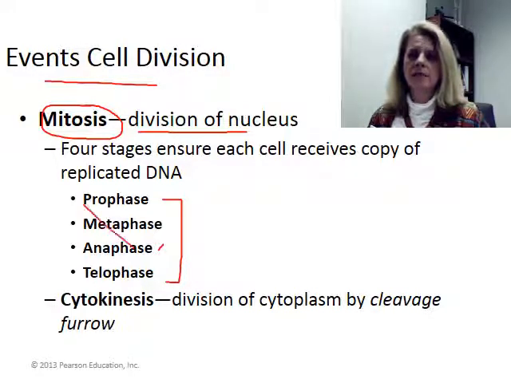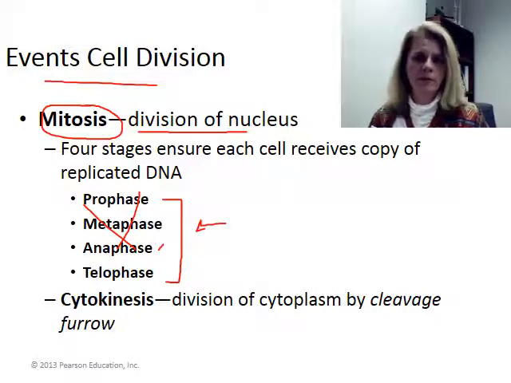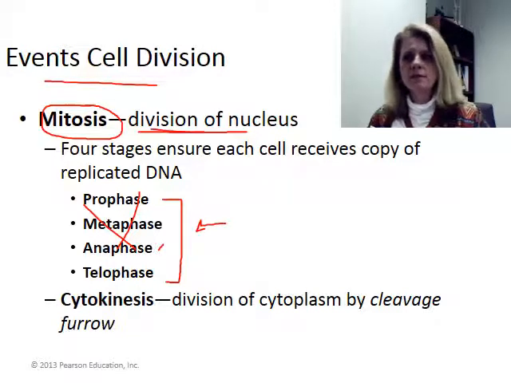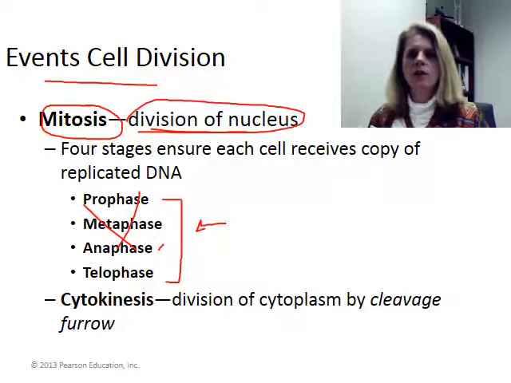Now, you do not have to know what's going on in these different steps, okay? If you're interested, please, by all means, go read about it. But we're not going to test you on the steps going on in prophase, metaphase, anaphase, and telophase for this class. But once this nuclear division has occurred, then you have to split the actual cell. You have to split the cytoplasm, and that's called cytokinesis.